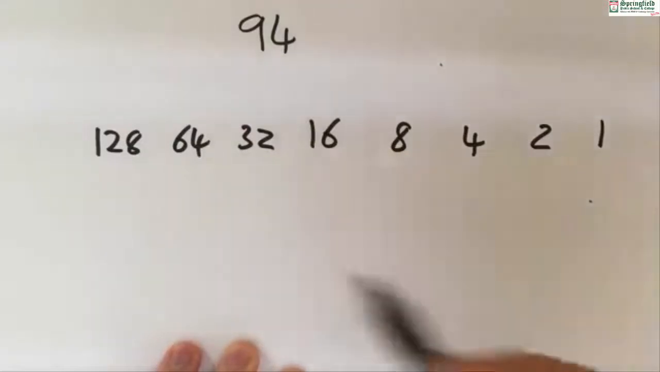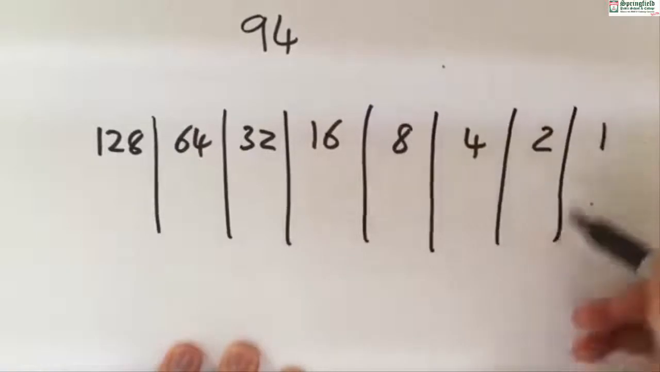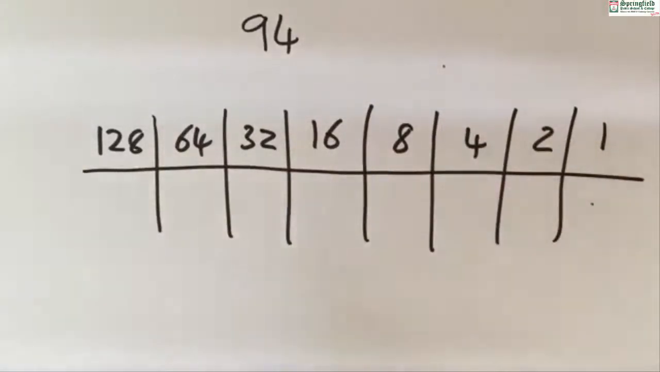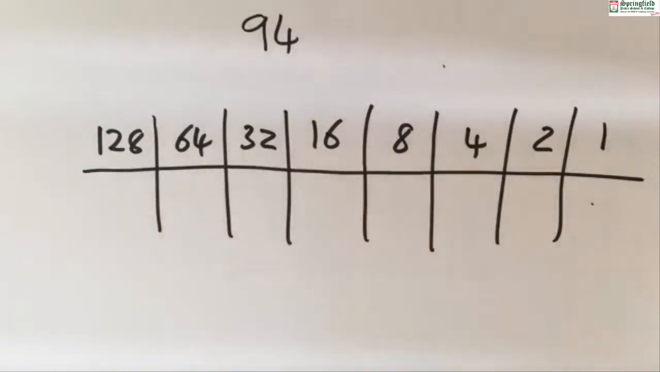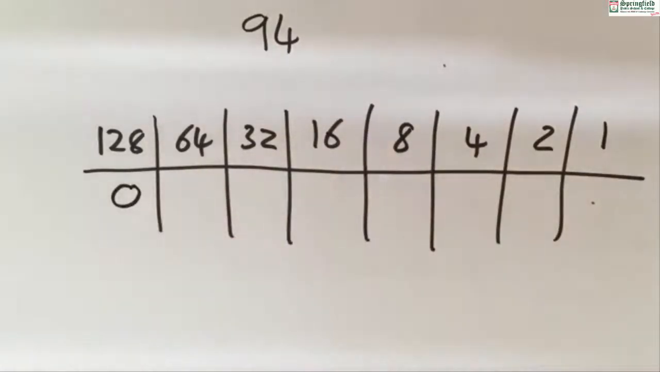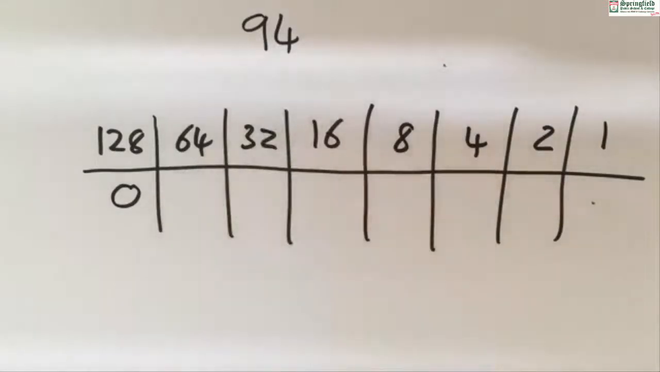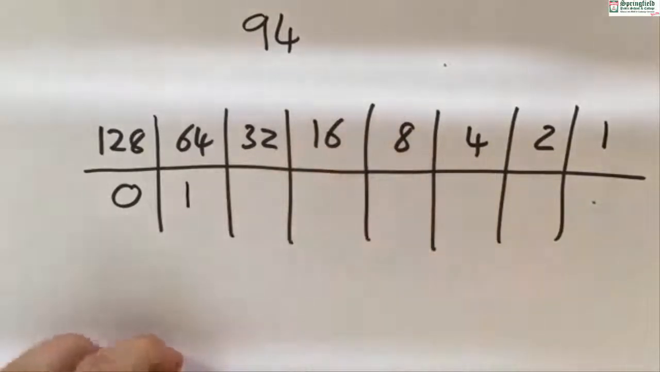So if I want to represent 94, I need to be thinking about which of these numbers am I going to need to make up 94. Now if I used 128, I would already be over the top of 94. So I know that I'm definitely not going to need 128, so I can draw a 0 in it. Now because I know that 64 is less than 94, I know that 64 can go into the 94. So I'm going to say yes, I'm going to use this 64.